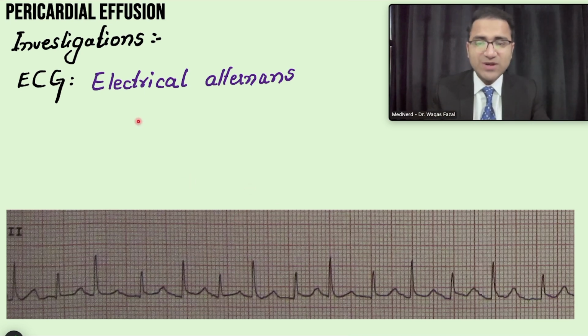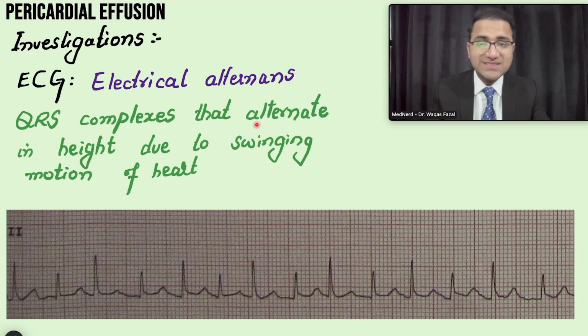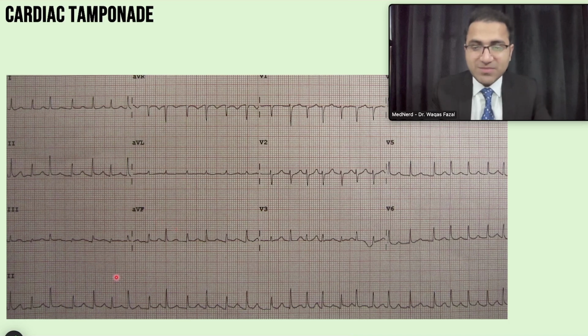So this is a picture showing electrical alternans, QRS complexes that alternate in height due to the swinging motion of the heart, the dancing motion of the heart in the chest. This is another picture showing the electrical alternans. Look over the QRS complexes. You can see the different sizes of the QRS complexes.